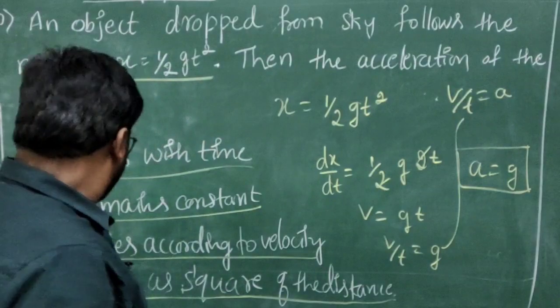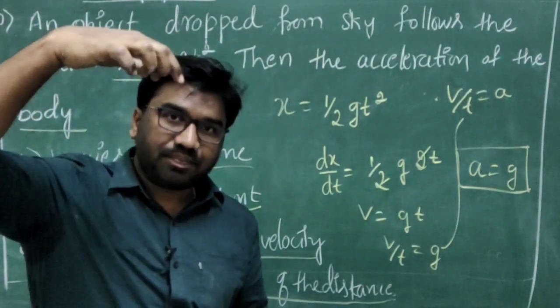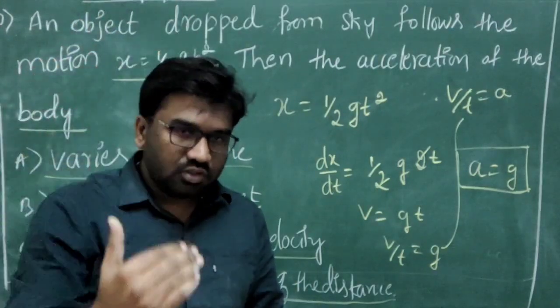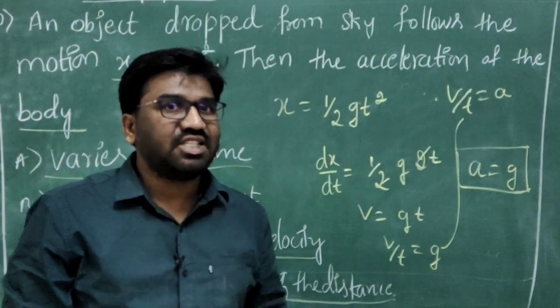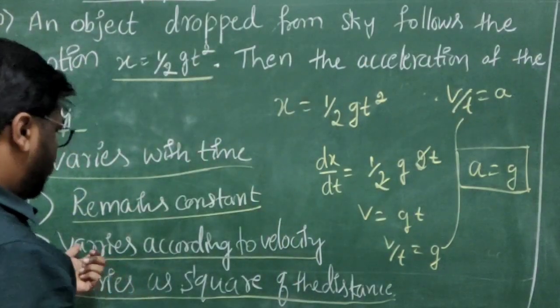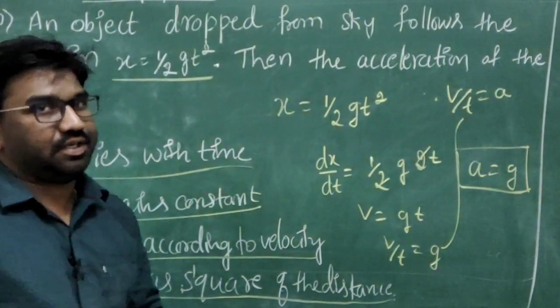So if a chalk piece is dropped from the sky at some height, it falls to the ground with constant acceleration. So among the options, varies with time, remains constant, option B is correct.